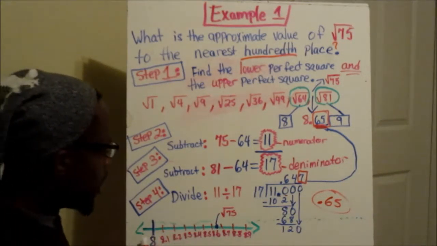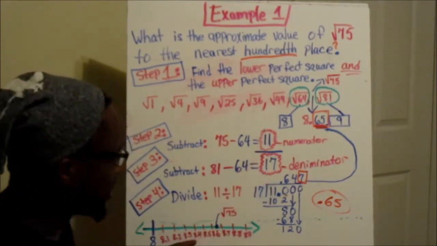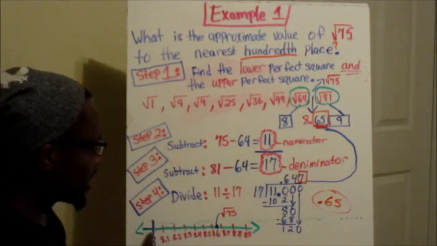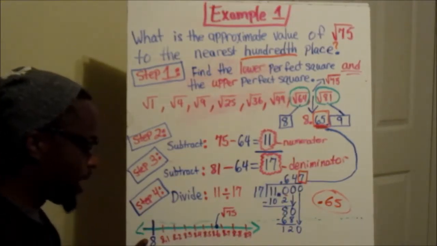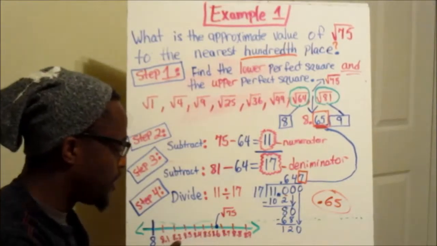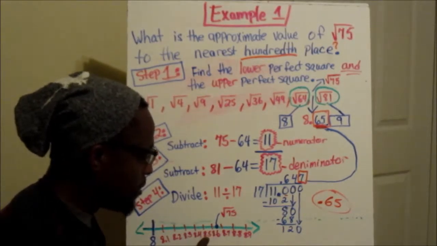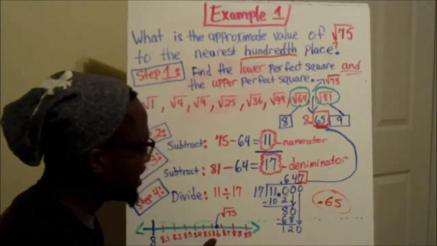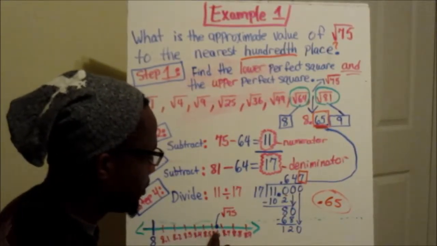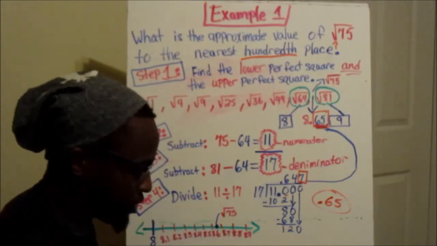You may have to plot that number on a number line, and I just wanted to review that. If I plotted 8.65 on a number line, I have the number 8 here, and then the number line goes in tenths, so 8.1, 8.2, 8.3, 8.4, 8.5, 8.6, and 8.65 is going to be between 8.6 and 8.7, so it's right there.